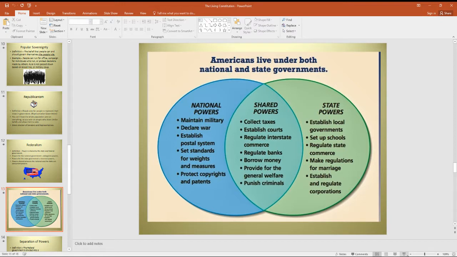And then the shared powers, or the concurrent powers. Both the national government and the state government can collect taxes. Both can establish courts. There are state courts and there are federal courts. There are even city courts and county courts. Regulate banks, borrow money, punish criminals. These are all concurrent powers.